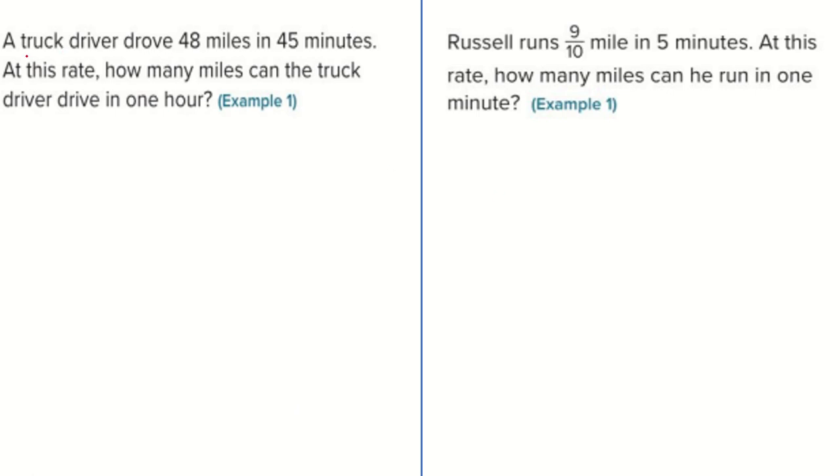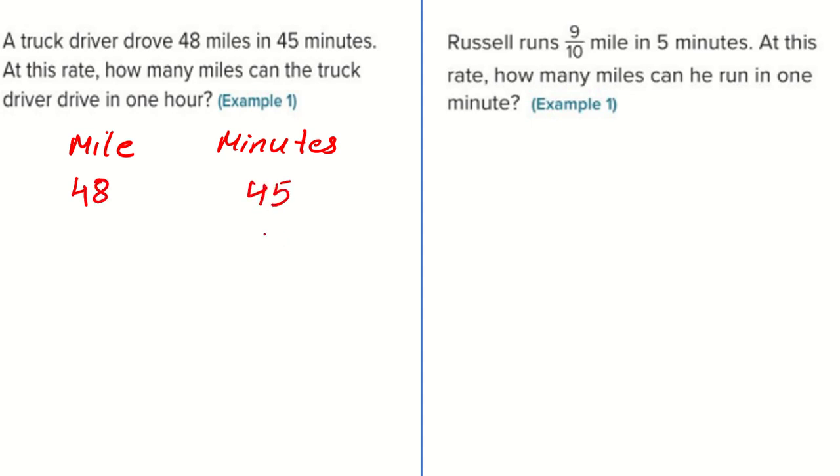understand. In this question, they say a truck driver drove 48 miles in 45 minutes. At this rate, how many miles can the truck driver drive in 1 hour? Now, this type of question you can easily do like this. One is mile and another is time, or you can say minutes. Okay. Now you can see here, first is 48 miles in 45 minutes.